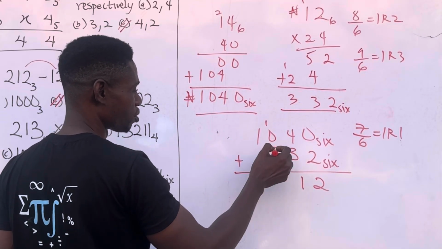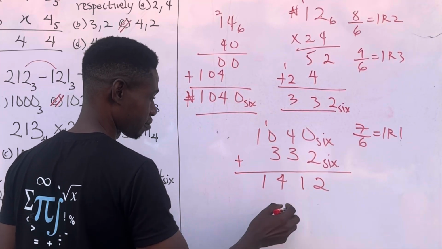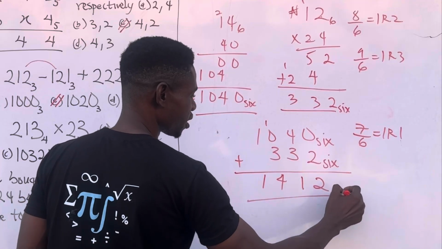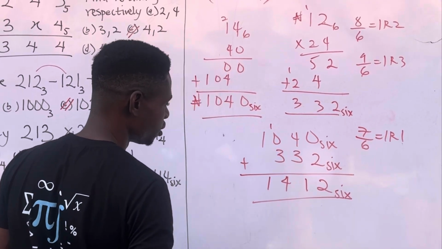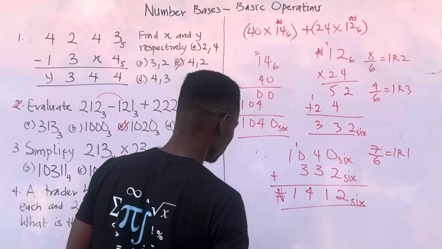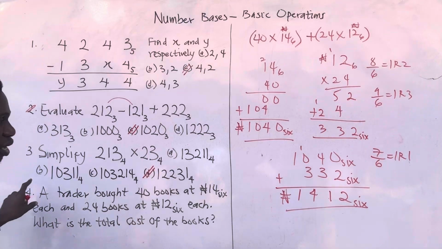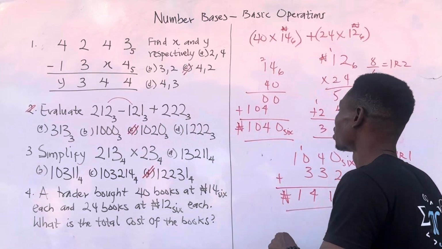1 plus 0 plus 2 is 3. And then we have 1 in base 6. Let's add the currency. 1313 in base 6. Okay, the options were not put there. Now that's the answer to this problem.